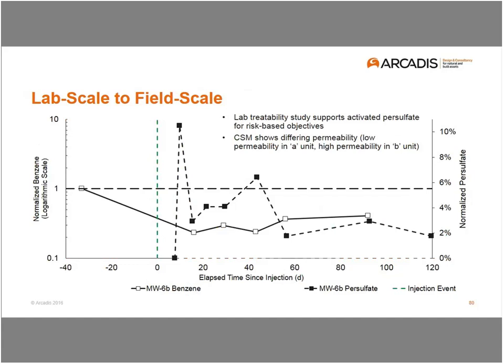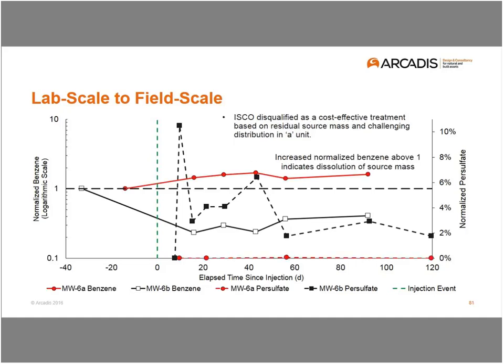So we saw anywhere from 2 to 10% response over the course of almost 4 months. That's a really strong persulfate response, and it corresponded to roughly a 60% decrease in benzene in the B unit. Now, in the A unit, this disqualified ISCO as a cost-effective treatment strategy because we weren't able to distribute persulfate. You can see at the bottom there, it was 0% response over the monitoring period, and we observed a normalized increase in dissolved benzene concentration, which was likely the result of dissolution of source mass.